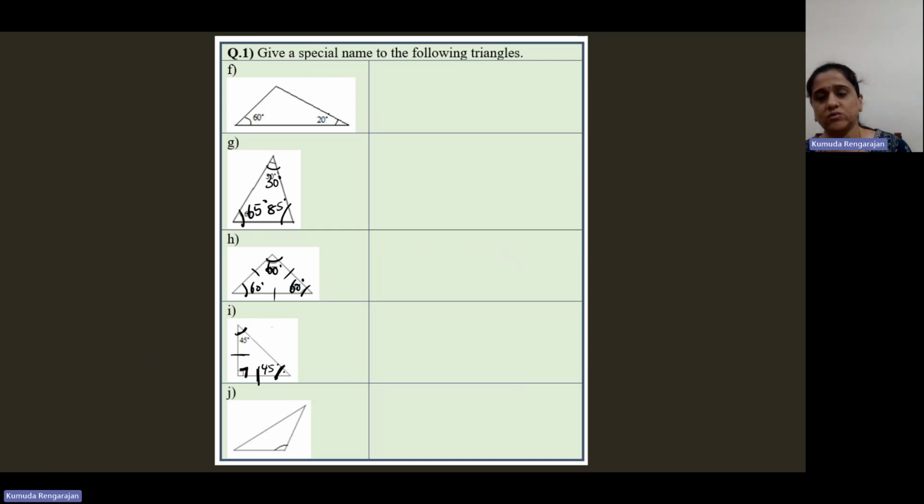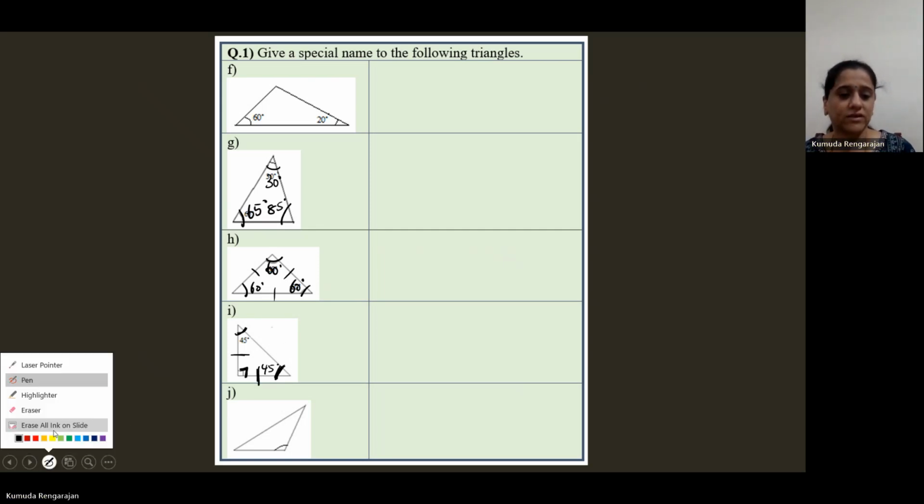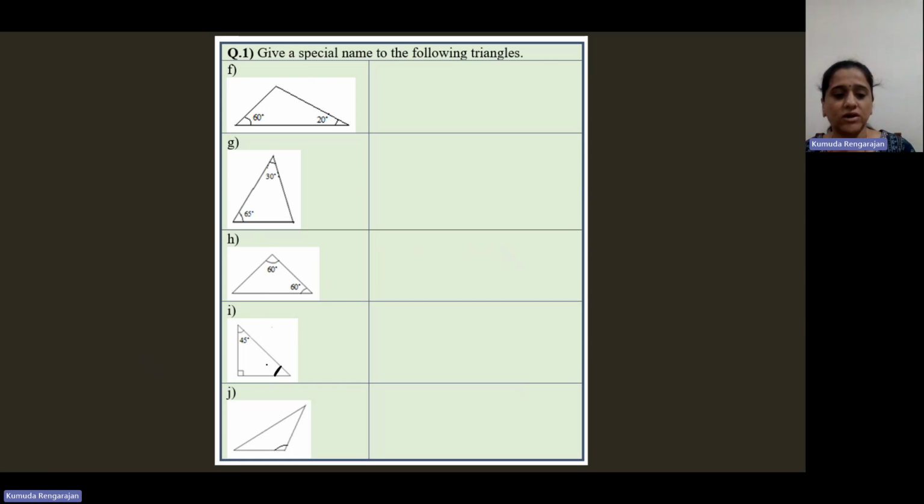In a triangle, when two angles are equal, the sides opposite to them also will be equal. The side opposite to this angle, this is 45 degrees, opposite to this angle is this side. Opposite to this angle is this side. 45 degrees, 45 degrees. The side opposite to this angle is this side. Opposite to this angle is this side. So these two sides are equal. So you can call this a right isosceles triangle.